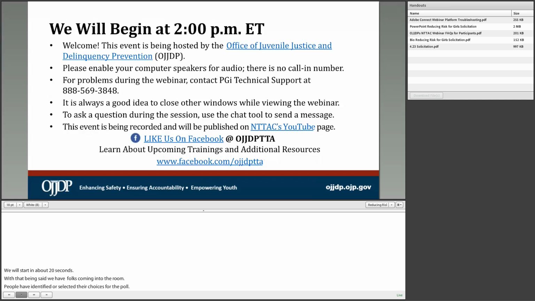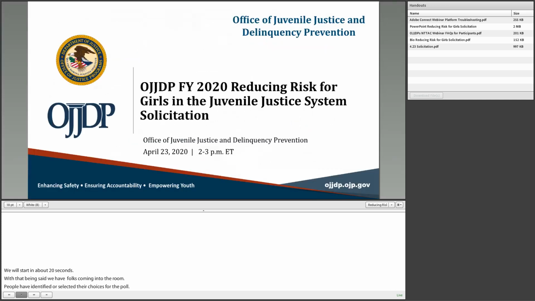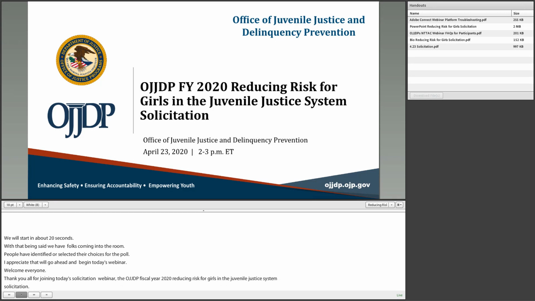So again, welcome everyone, and thank you all for joining today's grant solicitation webinar, the OJJDP Fiscal Year 2020 Reducing Risk for Girls in the Juvenile Justice System Solicitation. My name is William Moore, and I am with OJJDP's National Training and Technical Assistance Center. As your technical host, I would like to take a couple of minutes to discuss a few features of the Adobe Connect webinar platform and provide a few announcements to keep in mind.